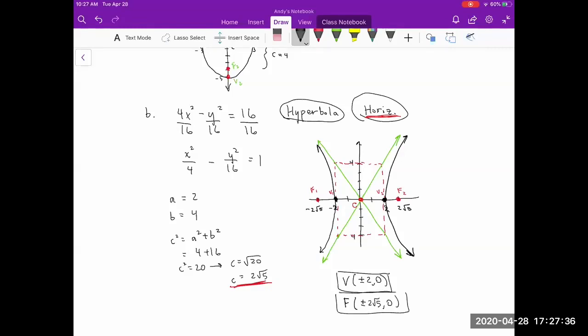Awesome. So it's a little more complicated than part A, but it wasn't actually that bad. It's super similar, but just a little more complicated because it abides by the rules of hyperbolas as opposed to the rules of ellipses, right? Okay.